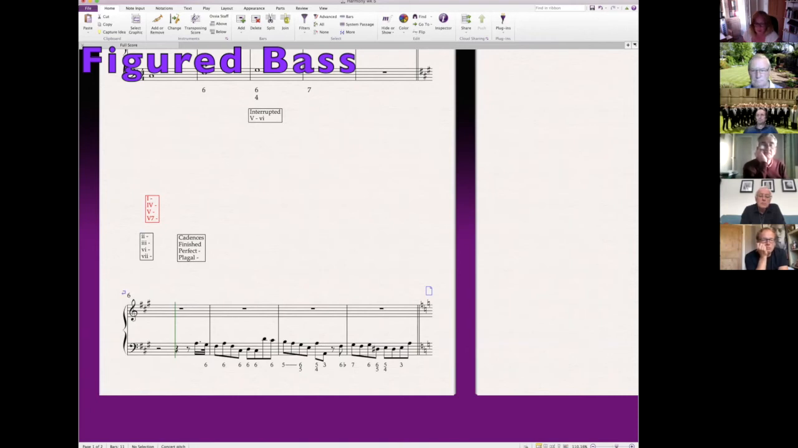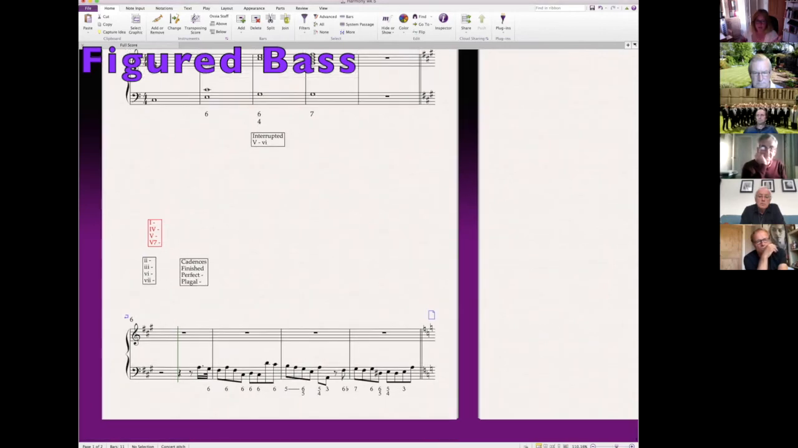Here we've got a 7, so that's a 7th chord. That would be G sharp, B, D, and F. This one here, that's an interesting one. The 6th above that note would be flattened. So F, G, A, B, C, D.